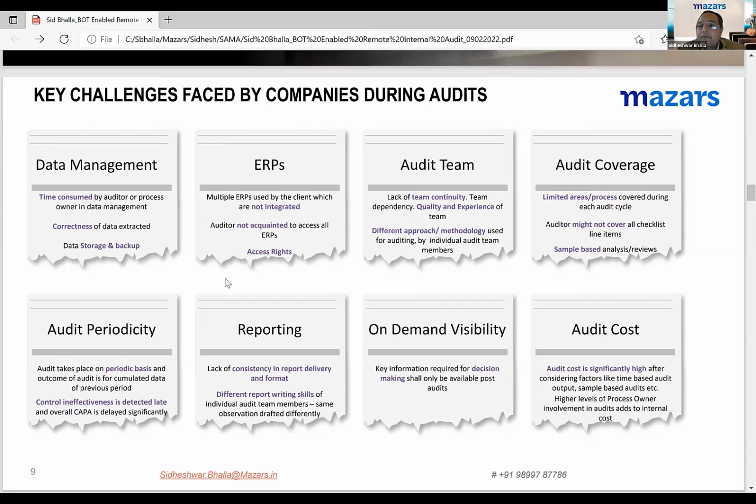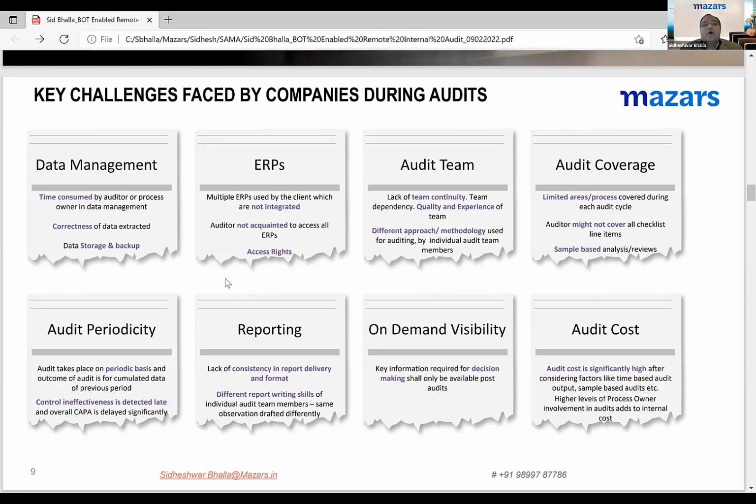For decision making, you need real-time information rather than a post-facto thing. So I think bot or technology also enables that sort of thing. The audit cost also gets reduced, and we'll see how it actually does, because a bot is 24/7, and it may be used for some areas in the robotic audit. It may be used for some areas in the audit part of it. So the cost gets reduced.